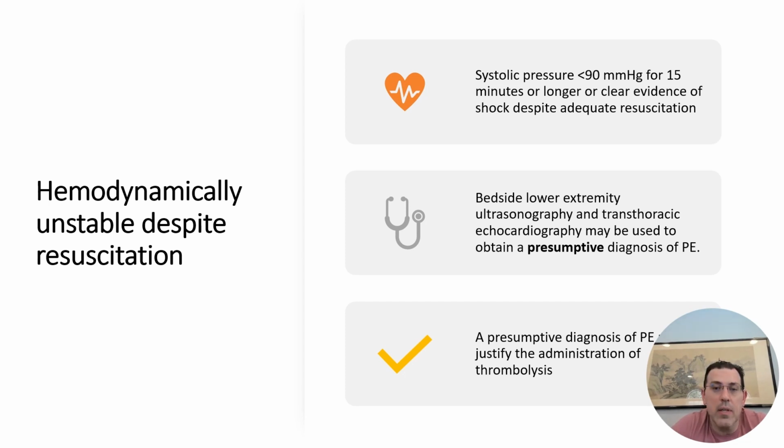However, in addition to this, if you have the bedside lower extremity ultrasound assessment to look for a DVT and transthoracic echocardiography, you can use that to make the presumptive diagnosis of pulmonary embolism in these patients by looking for typical signs of what pulmonary embolism looks like on echocardiography, which we will talk about. And if you had that, then you can have a presumptive diagnosis of PE.